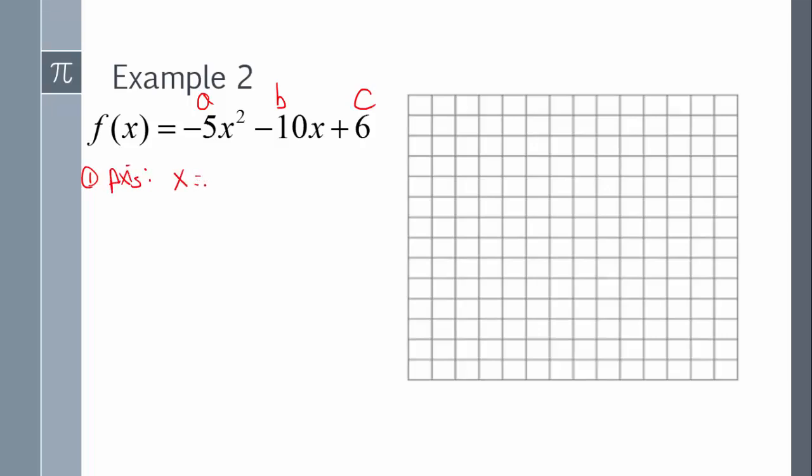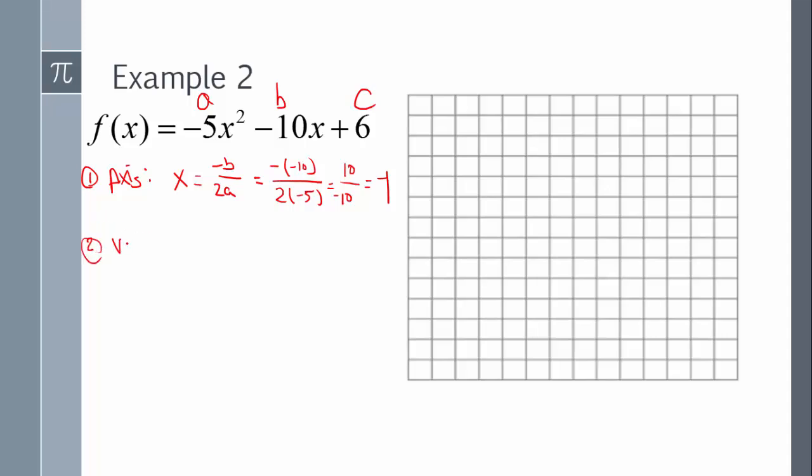The axis is negative b over 2a. This is a critical formula that you have to have memorized for graphing with quadratics. So b is negative 10, so negative 10 for negative b. a is negative 5, so we get 10 over negative 10. So the axis of symmetry is at x equals negative 1.